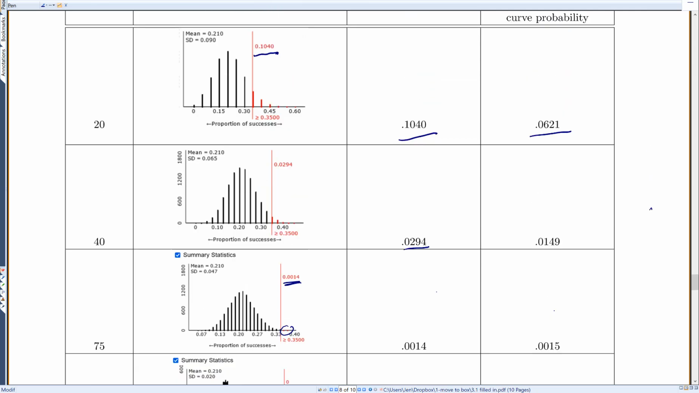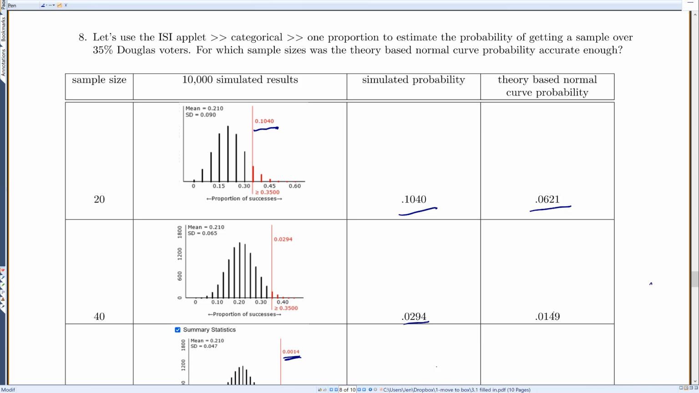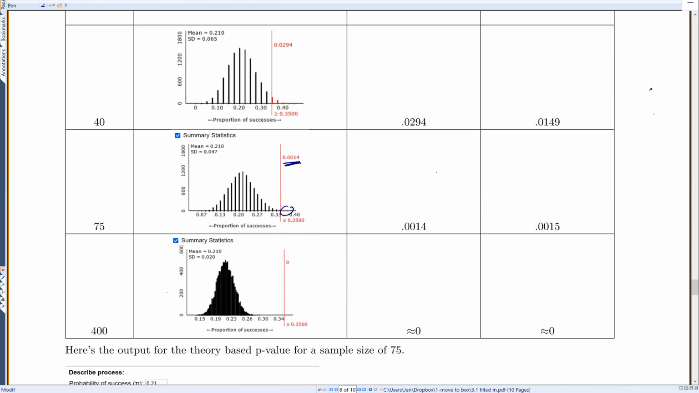Now, if you remember, what were we actually looking at? We're trying to say, for what sample sizes is our theory-based normal curve probability accurate enough? Whether or not it's accurate enough might depend on how accurate you personally want to be. But if I look at these, starting at the bottom, at a sample size of 400, they're almost identical. And 0.014, 0.0015, again, almost identical. No one's really going to care if you're that far off.